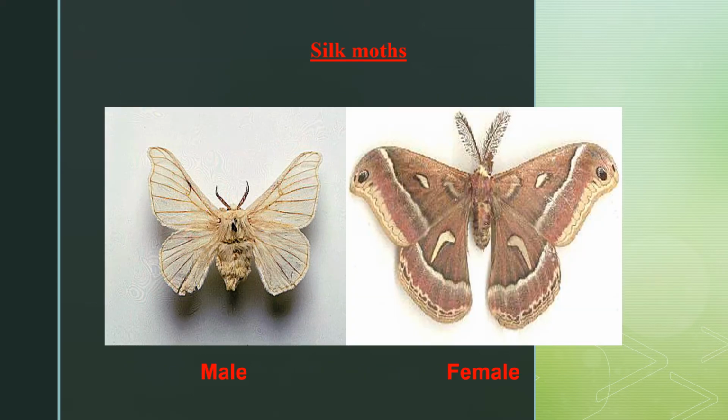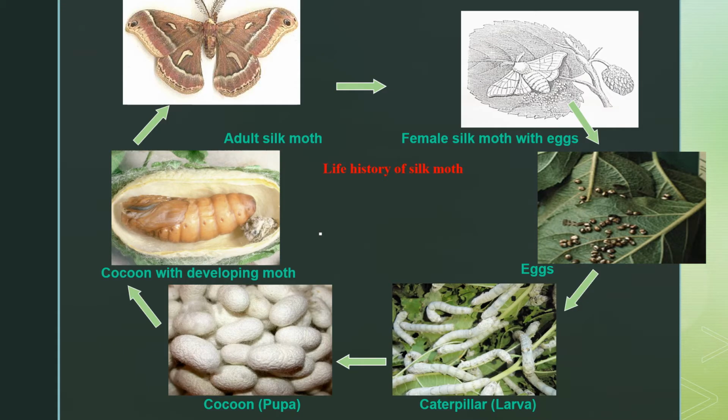This is the picture of the silk moths, the male moth and the female moth. It is the female moth which lays the eggs. Just look at the life history of a silk moth. The female silk moth lays the eggs on the lower surface of mulberry leaves. You can have a look at the eggs. The eggs hatch to form the caterpillar or the larvae.